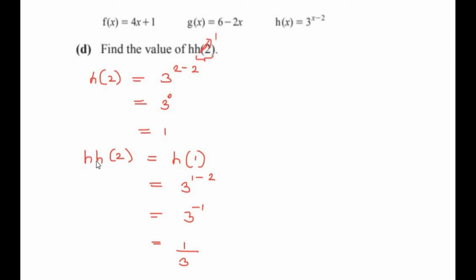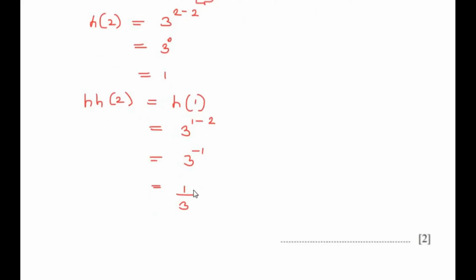So we are left with h of 2, which is equal to h of 1. Now again we are going to make use of this given equation, and in place of x we are going to put 1. So 3 to the power of 1 minus 2, that gives us 3 to the power of negative 1, or we can write it as 1 over 3, or in decimal you will get it as 0.333. So this is the answer.